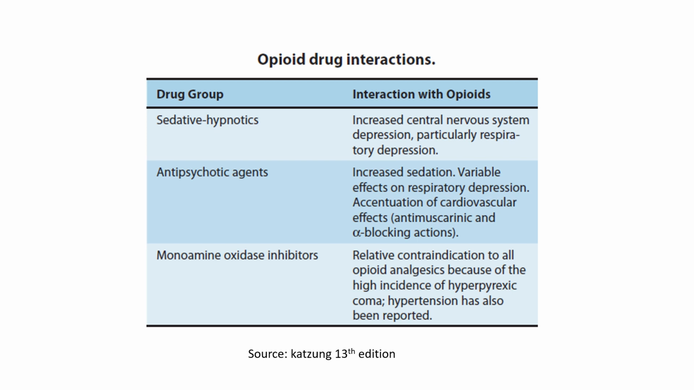Opioid analgesics are especially used in the management of severe pain in hospitalized patients. So they are prone to cause many drug interactions, because the patient will also be taking sedatives and hypnotics. So there will be increased risk of respiratory depression when both these drugs are taken together. And also it interacts with antipsychotic agents, because the cardiovascular effects will be accentuated because of the anti-muscarinic and alpha blocking actions of these antipsychotic agents. And similarly, opioid analgesics, when taken along with monoamine oxidase inhibitors, there will be increased risk of hyperpyrexic coma and hypertension.